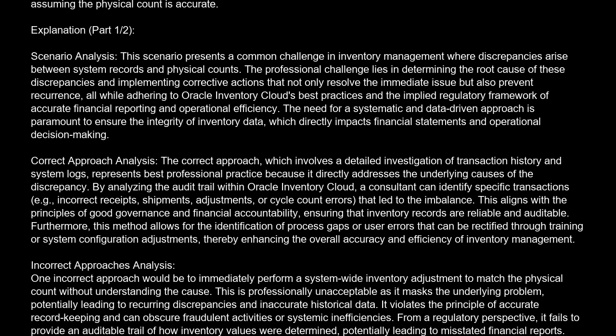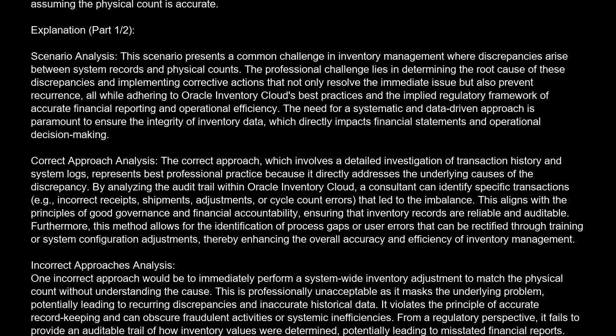physical counts. The professional challenge lies in determining the root cause of these discrepancies and implementing corrective actions that not only resolve the immediate issue, but also prevent recurrence, all while adhering to Oracle Inventory Cloud's best practices and the implied regulatory framework of accurate financial reporting and operational efficiency. The need for a systematic and data-driven approach is paramount to ensure the integrity of inventory data, which directly impacts financial statements and operational decision-making.